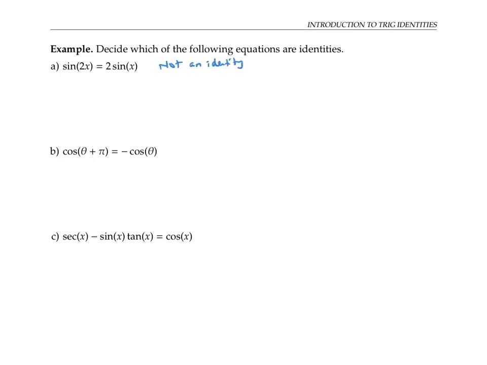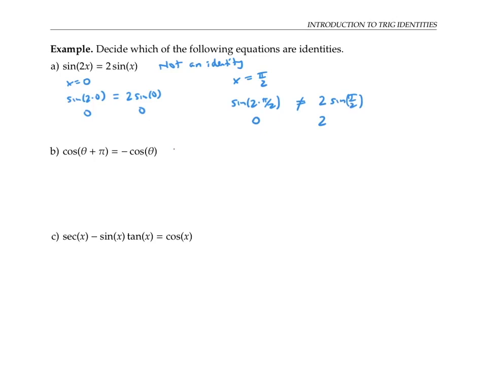The first equation is not an identity. It does hold for some values of x. For example, if x equals 0, then sine of 2 times 0 is 0, and 2 times sine of 0 is also 0, so it does hold when x is 0. However, when x is, say, pi over 2, then sine of 2 times pi over 2, that's the same thing as sine of pi, which is 0, but 2 times sine of pi over 2, that's 2 times 1, or 2, and 0 is not equal to 2, so the equation does not hold for x equals pi over 2. Since it doesn't hold for all values of the variable, it's not an identity.